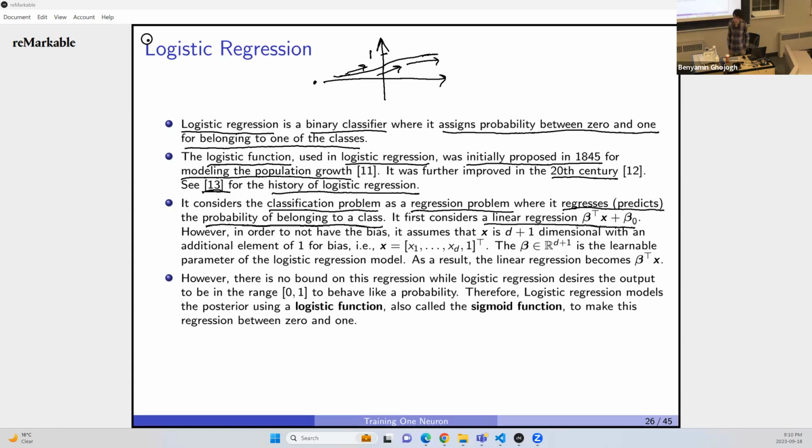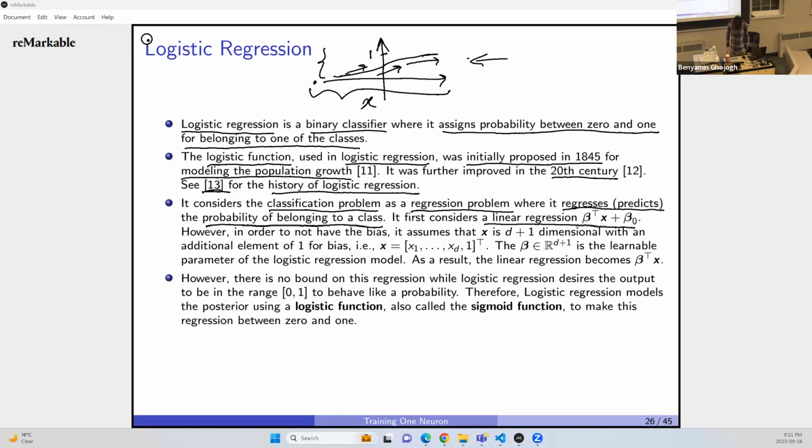Let's learn them. However, there is a problem. What is the problem? This line beta transpose x plus beta 0, does it have any bound? It can go from minus infinity to infinity, right? By sweeping x, beta transpose x plus beta 0 changes from minus infinity to infinity, because a line goes from minus infinity to infinity. We have to bound it somehow. Why do I need to bound it? Because I want it to become a probability between 0 and 1. How can I bound beta transpose x plus beta 0 between 0 and 1? I can use exactly the logistic function, because it takes the whole range of x from minus infinity to infinity, and it maps it to between 0 and 1.